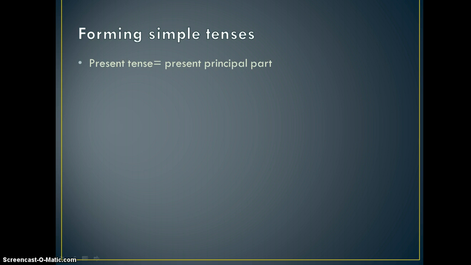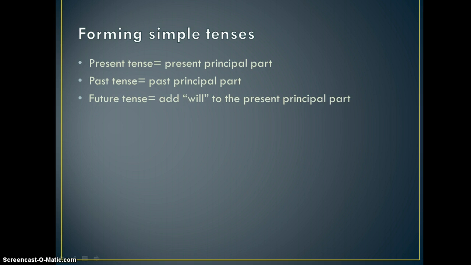So how do you form simple tenses? Well, the present tense is the present principal part. The past tense is the past principal part. And for the future tense, add the word will to the present principal part. So, for example, if we have the verb open, the present tense is open, the past tense is opened with an ed, and for the future tense, we add the word will to the present, so it would be will open.